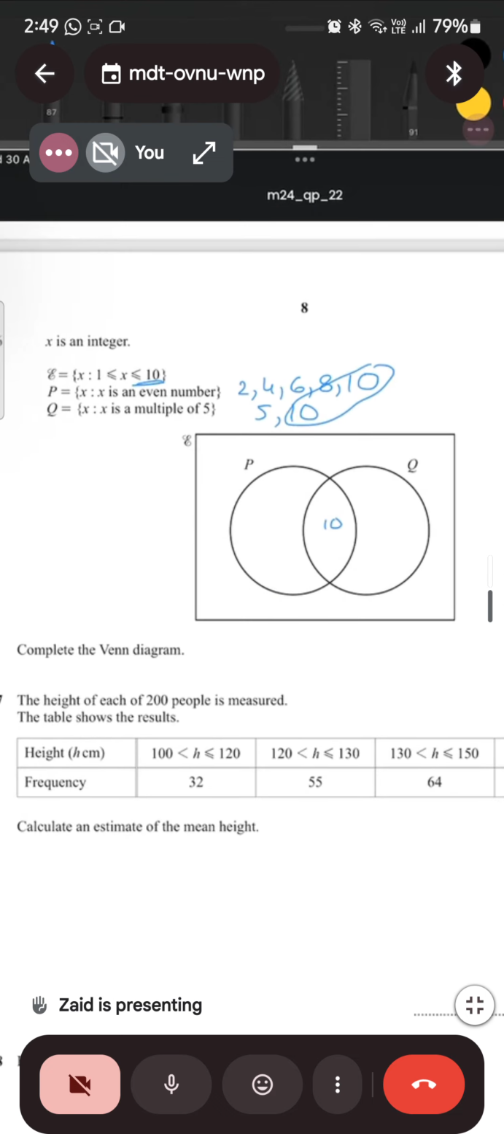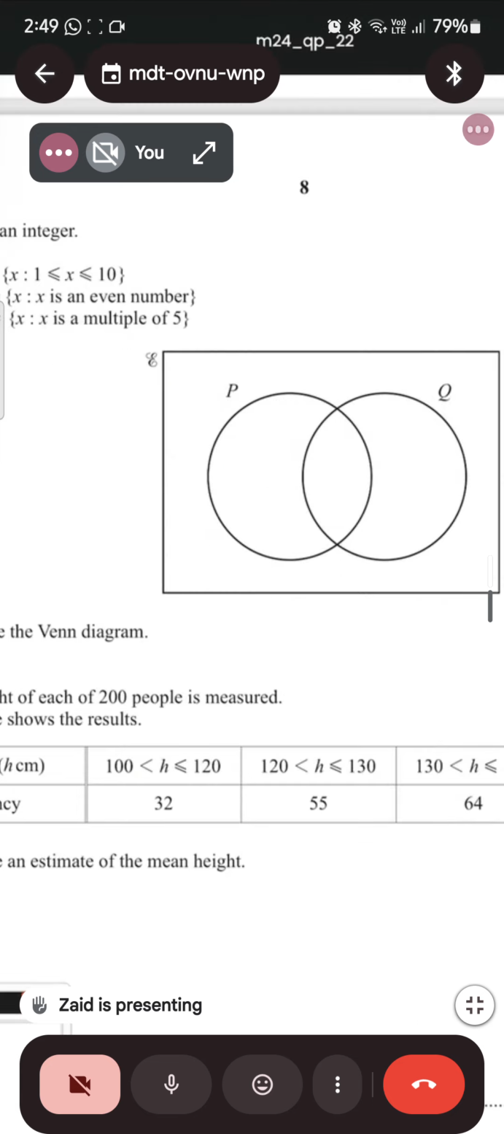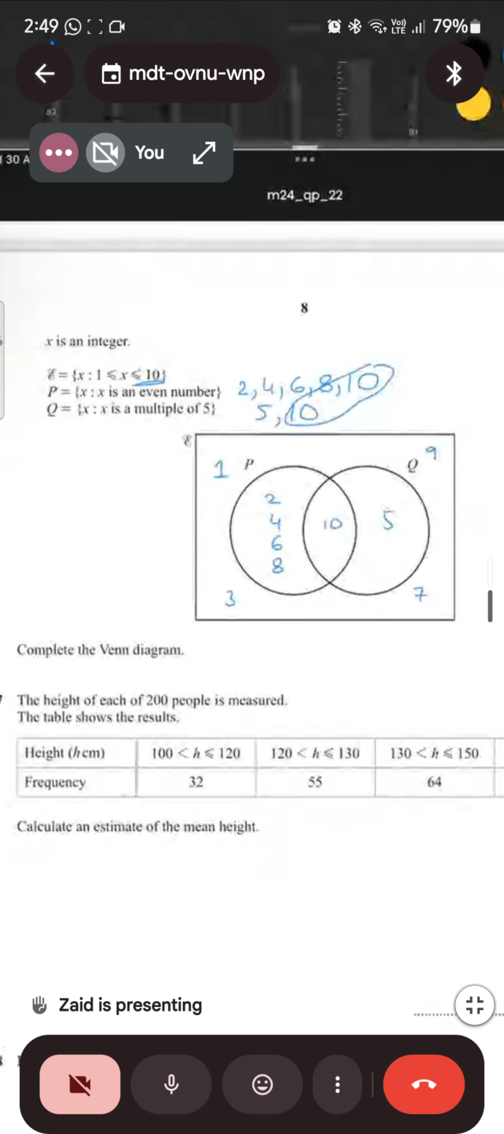Okay, and in P we are getting 2, 4, 6, 8. In Q we are getting 5. So you're left with 1, 3, 7, and 9. That's it. Easy peasy. Okay. Sir, 1379 कैसे आया? 1379 is a part of the universal set, जो कि इन दोनों में नहीं था, तो वो बाहर आएगा. Okay. हो गया.